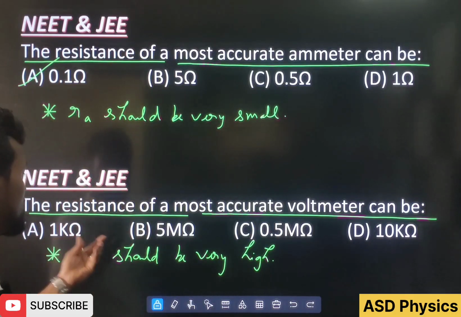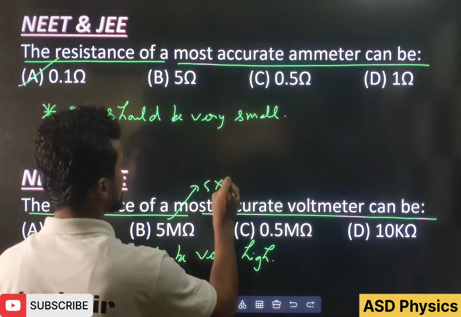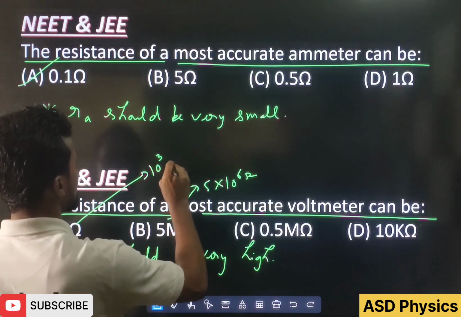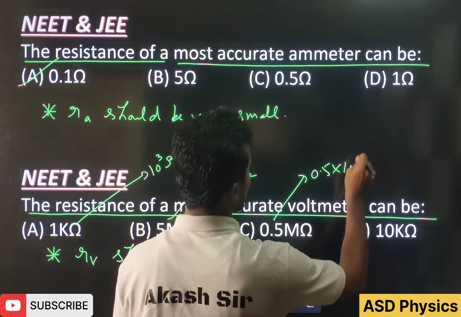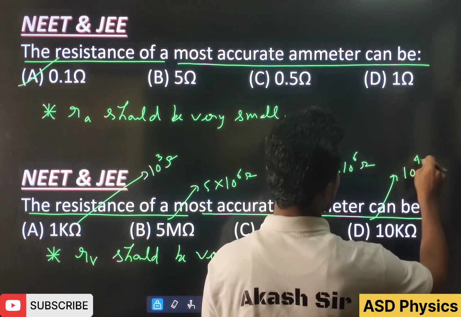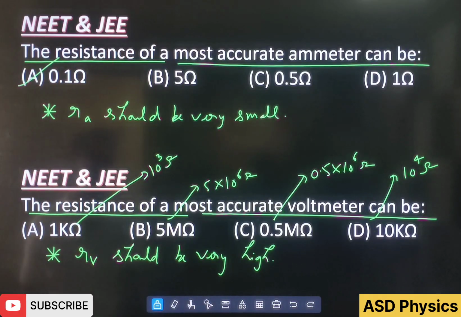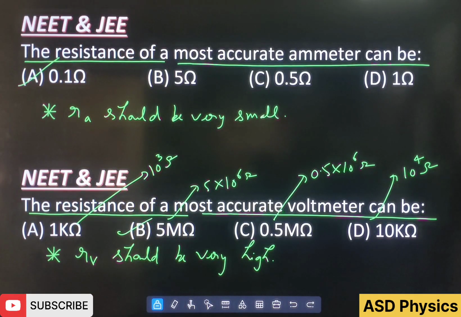Kilo ohm means 10 power 3 ohm. 5 mega ohm means 5 into 10 power 6 ohm. 1 kilo ohm means 10 power 3 ohm. 0.5 mega ohm means 0.5 into 10 power 6 ohm. And 10 kilo ohm means 10 into 10 to the power 3, that is 10 power 4 ohm. So which one is the very high resistance? Option B is the very high resistance here.